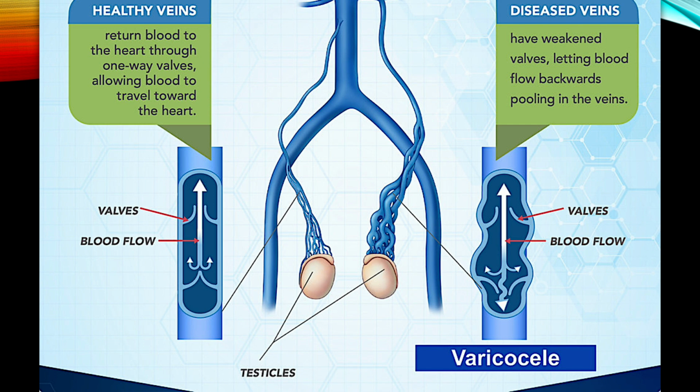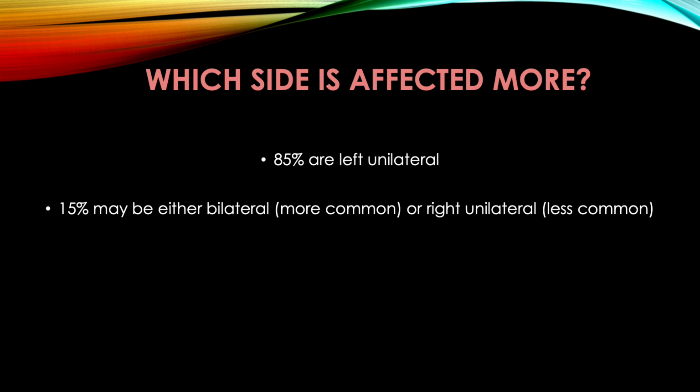Normally, the veins return the blood to the heart through one-way valves, and that allows the blood to travel toward the heart. But in the case of varicoceles, as we can see here, the veins are defective. They have weakened valves, and that leads to the blood flowing backward and pooling in the veins, which leads to the varicoceles.